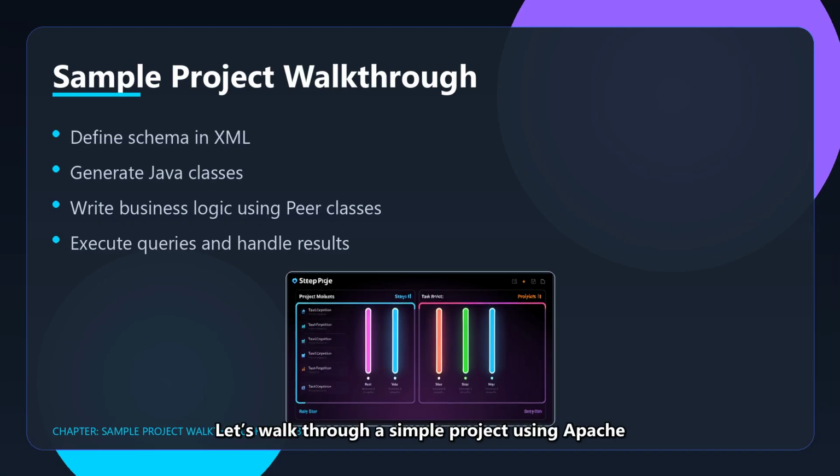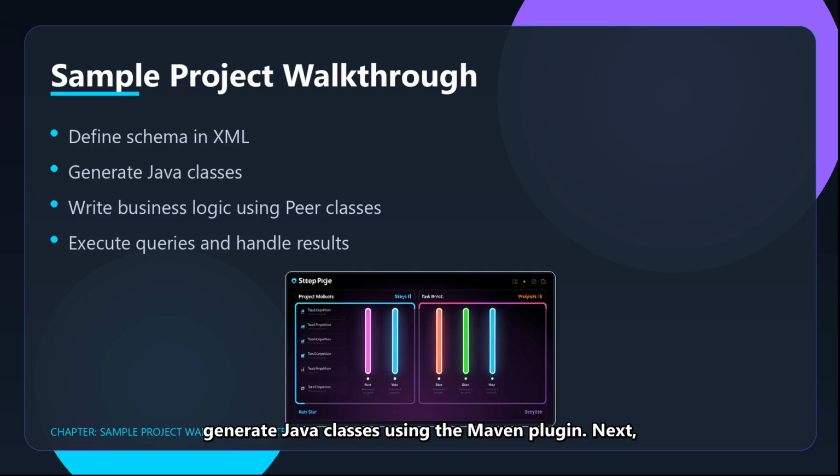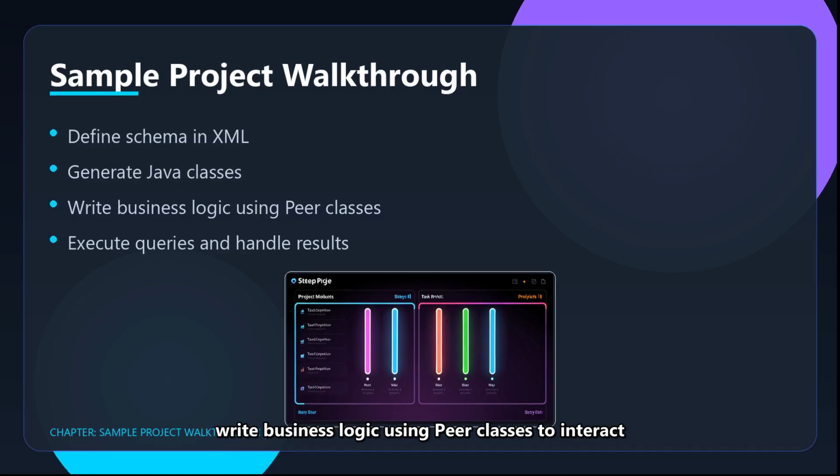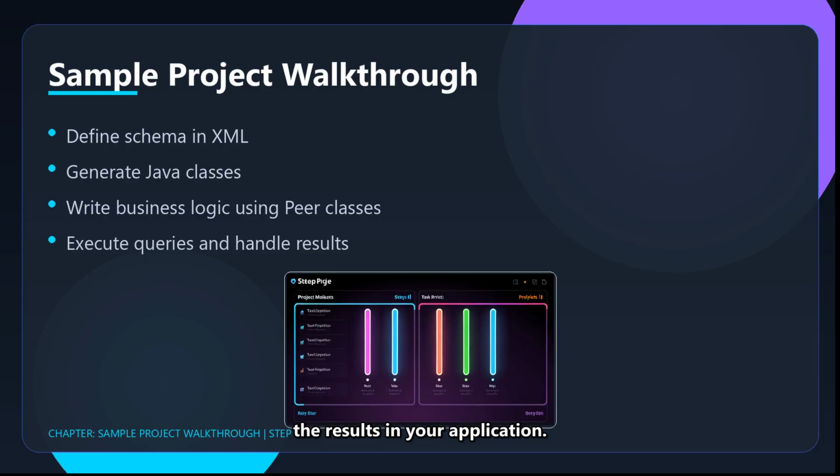Let's walk through a simple project using Apache Torque. First, define your schema in XML. Then, generate Java classes using the Maven plugin. Next, write business logic using peer classes to interact with the database. Finally, execute queries and handle the results in your application.